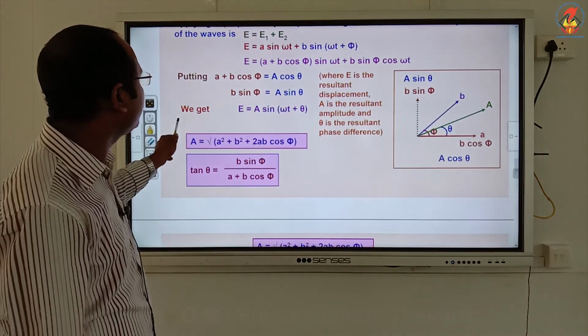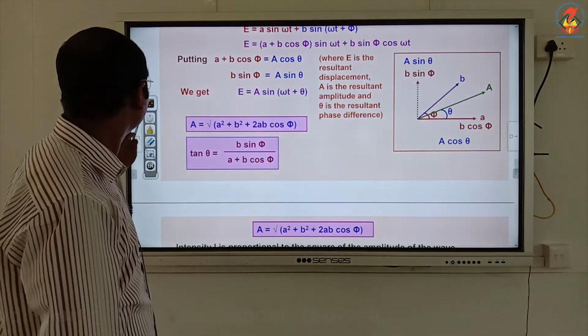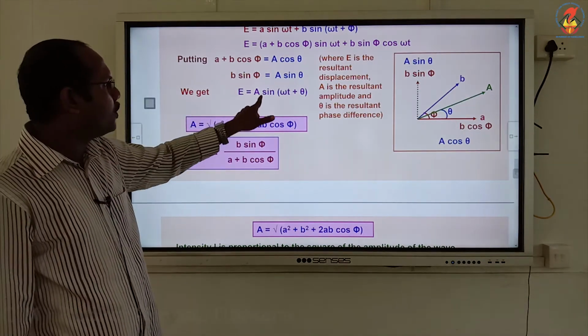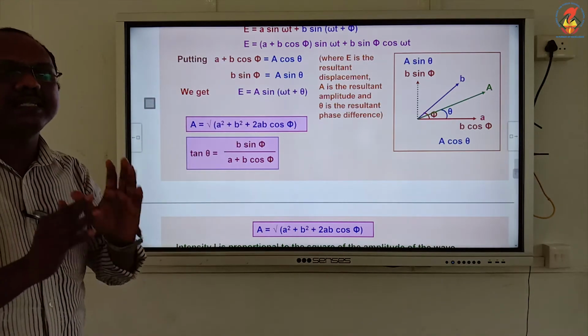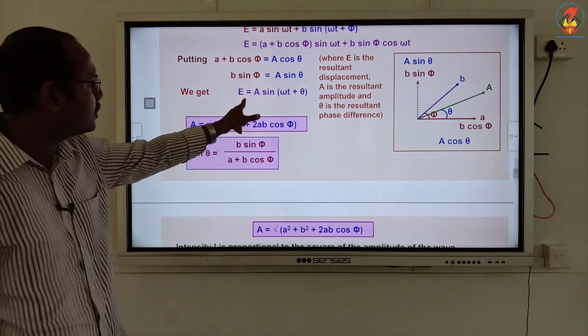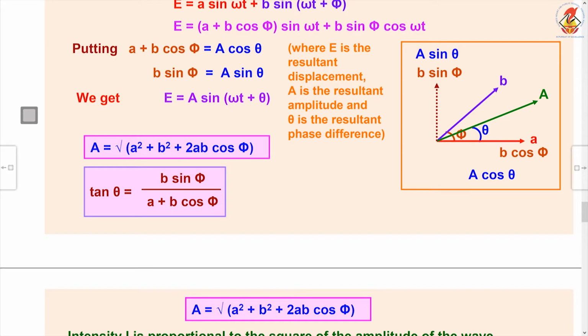Now, listen to me carefully. E is equal to A sin omega t plus theta. That is the expression for the resultant displacement, where A is the resultant amplitude. Now you have these two equations. How will I find the resultant amplitude? Let me take this as equation 1 and this as equation 2. You can square and add equations 1 and 2.